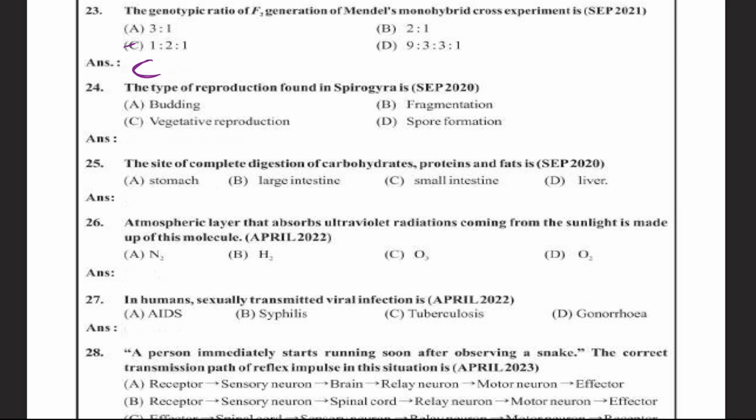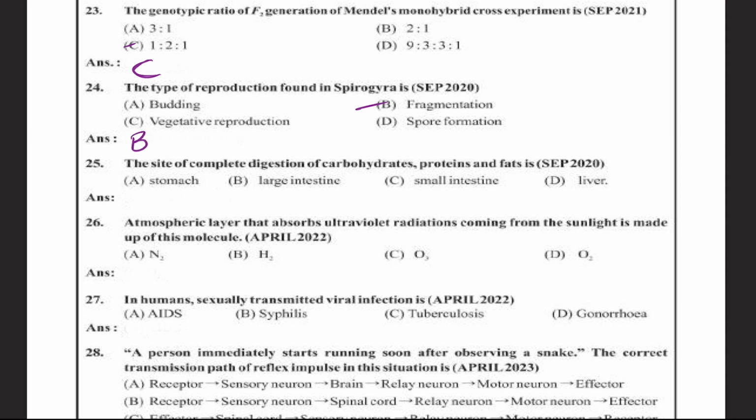The type of reproduction found in Spirogyra is. What is the type of reproduction found in Spirogyra? It is fragmentation. Hence the correct answer is option B, fragmentation. Budding is found in yeast. Vegetative reproduction is found in bryophyllum leaves, and spore formation is found in mold. So the correct answer for 24th question, the type of reproduction in Spirogyra, is fragmentation. So the correct answer is option B.